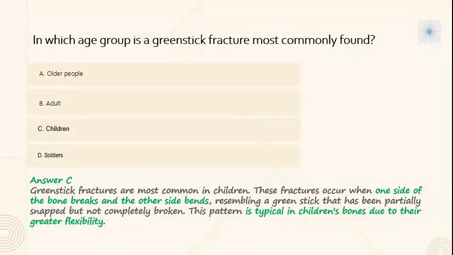In which age group is a Greenstick fracture most commonly found? Answer C. Greenstick fractures are most common in children. These fractures occur when one side of the bone breaks and the other side bends, resembling a green stick that has been partially snapped but not completely broken. This pattern is typical in children's bones due to their greater flexibility.